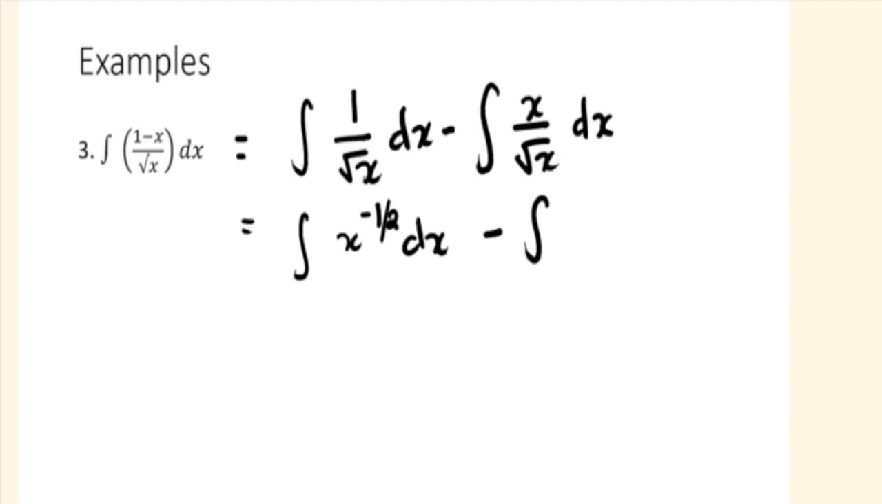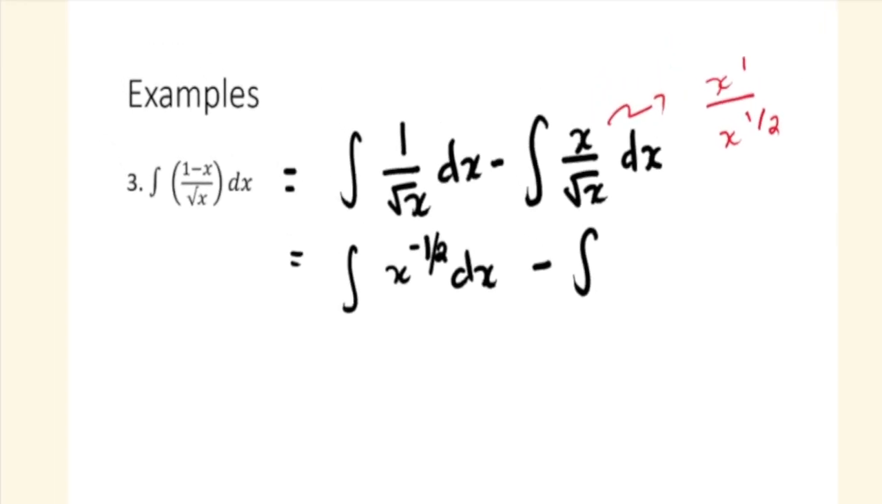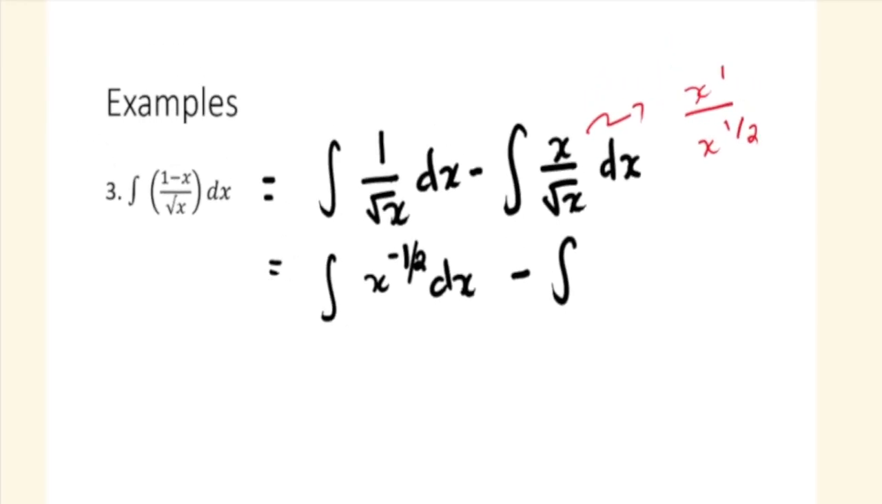minus integral ng, and then this part here, this one is actually x raised to 1 over x raised to 1/2. So if we apply the laws of exponents, this is x raised to 1/2. So x raised to 1/2 dx. Then we can still apply the power rule. Kasi rational naman yung kanyang exponents.